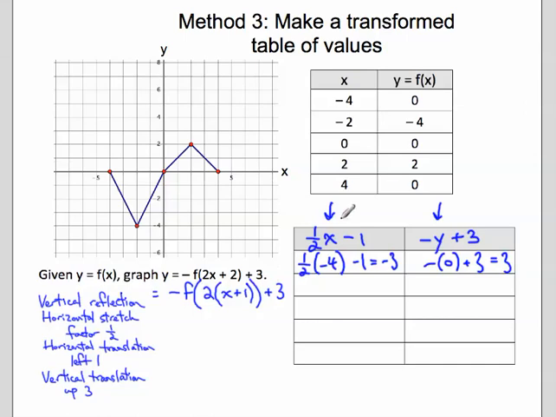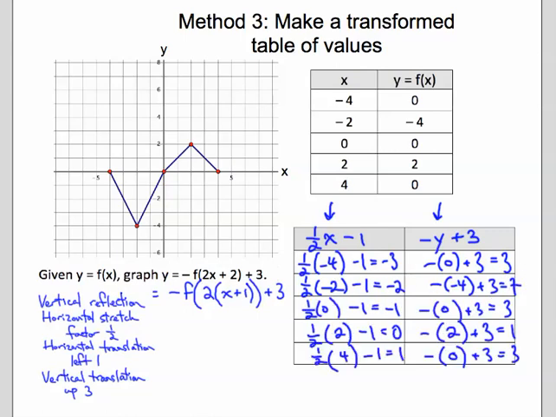Carrying on, half of -2 minus 1 would be -1 minus 1 is -2, and -4, again we're getting this from the next line down on the table above, plus 3. -(-4) is +4, plus 3 is equal to 7. So now we've got the point -2, 7 on this graph. And now I've filled in the rest of them by, again, taking the values from above, plugging them in for x and for y, and applying the different rules.